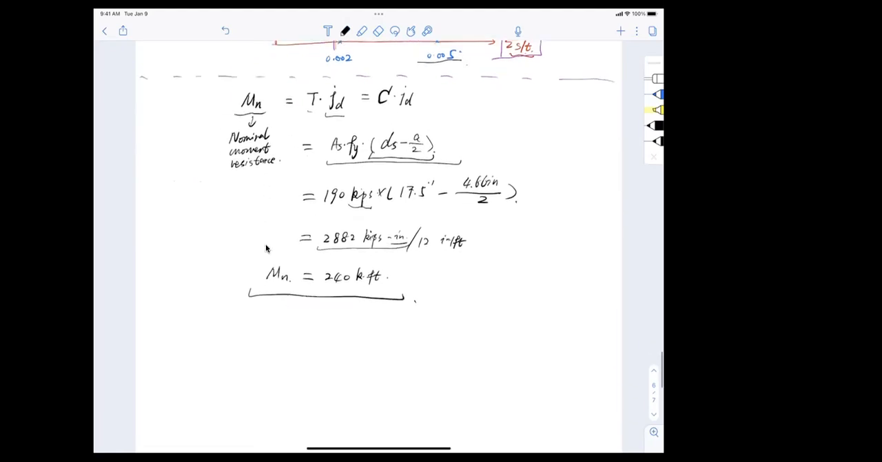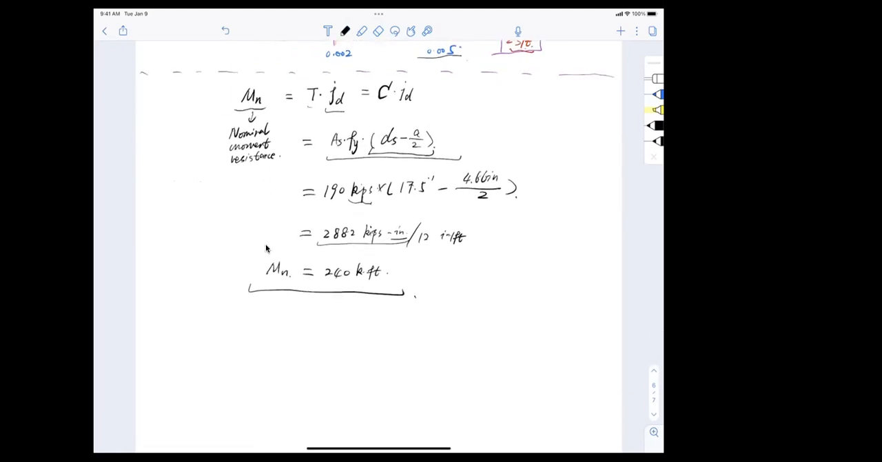I don't even bother with a second check because I know it. That is again our nominal moment resistance, or nominal flexure strength, okay? Potato, potato. Tomato, tomato. Same thing. All right, so we have that.